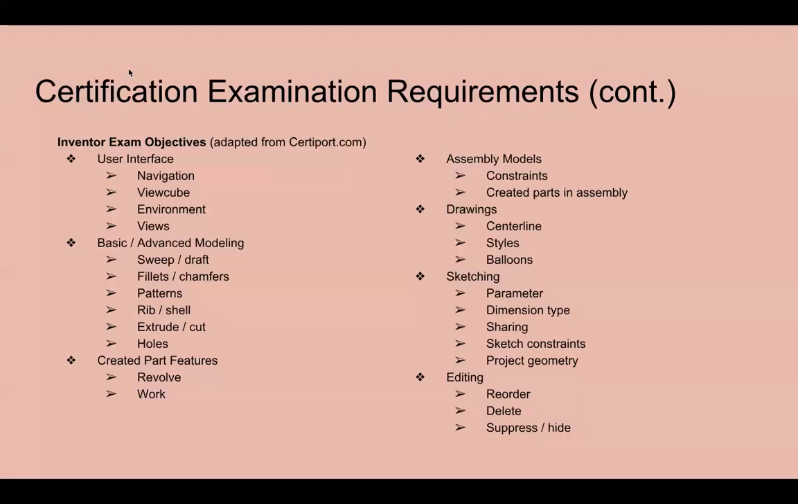The more experience that they have working with parts that other people have created or yourself, I think the better they'll be comfortable opening up a part that's already made and modifying that part. So then we'll jump into assembly models, constraints, create parts, and assembly. In drawings, we should be able to look at a center line, some styles, and then balloon color for a bill of material. Sketching, look at the perimeter, dimension type, sharing, sketch constraints, and how to project geometry. And then editing, can we reorder features, delete, suppress, and hide features, and that's going to round out our Inventor exam objectives. And we'll jump into some lesson plans here a little later on in the presentation.